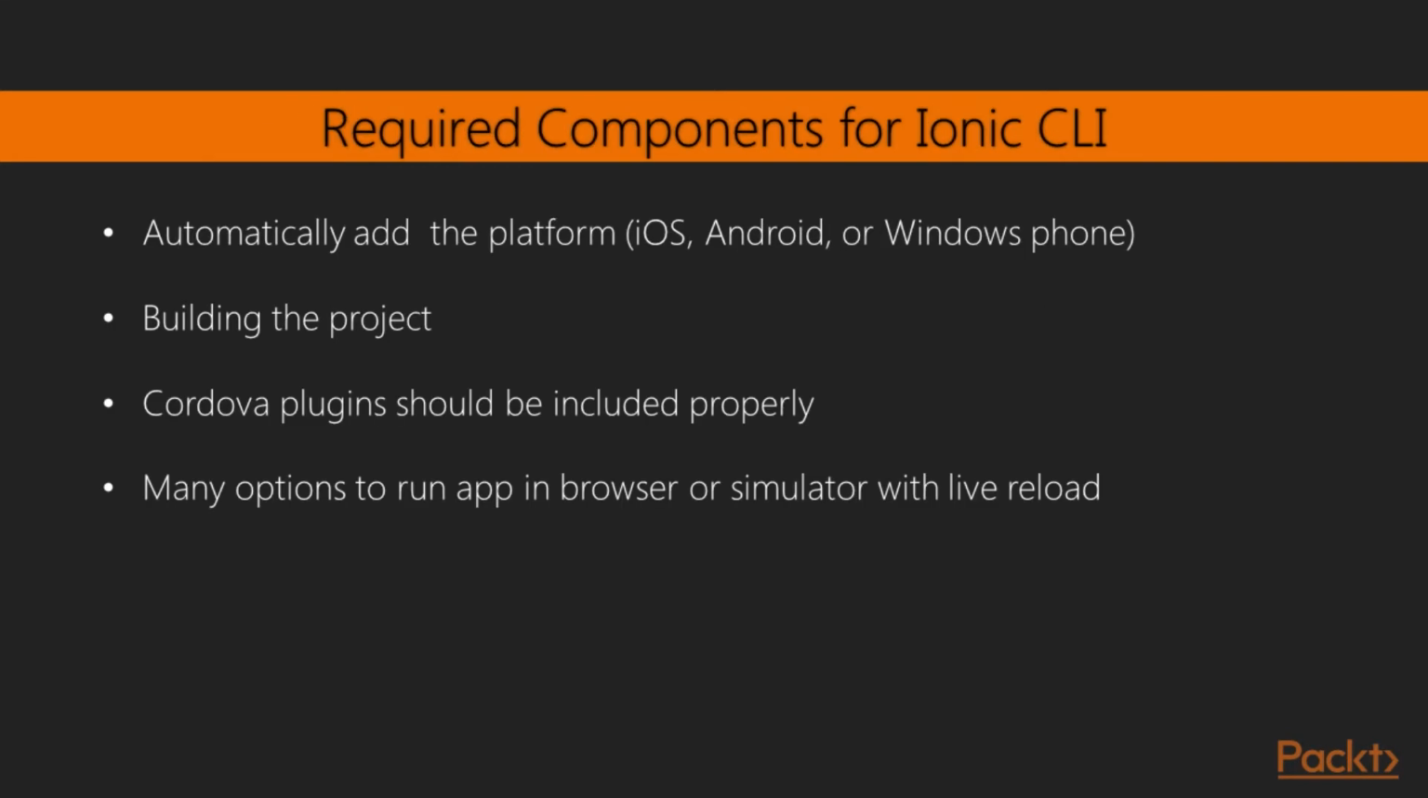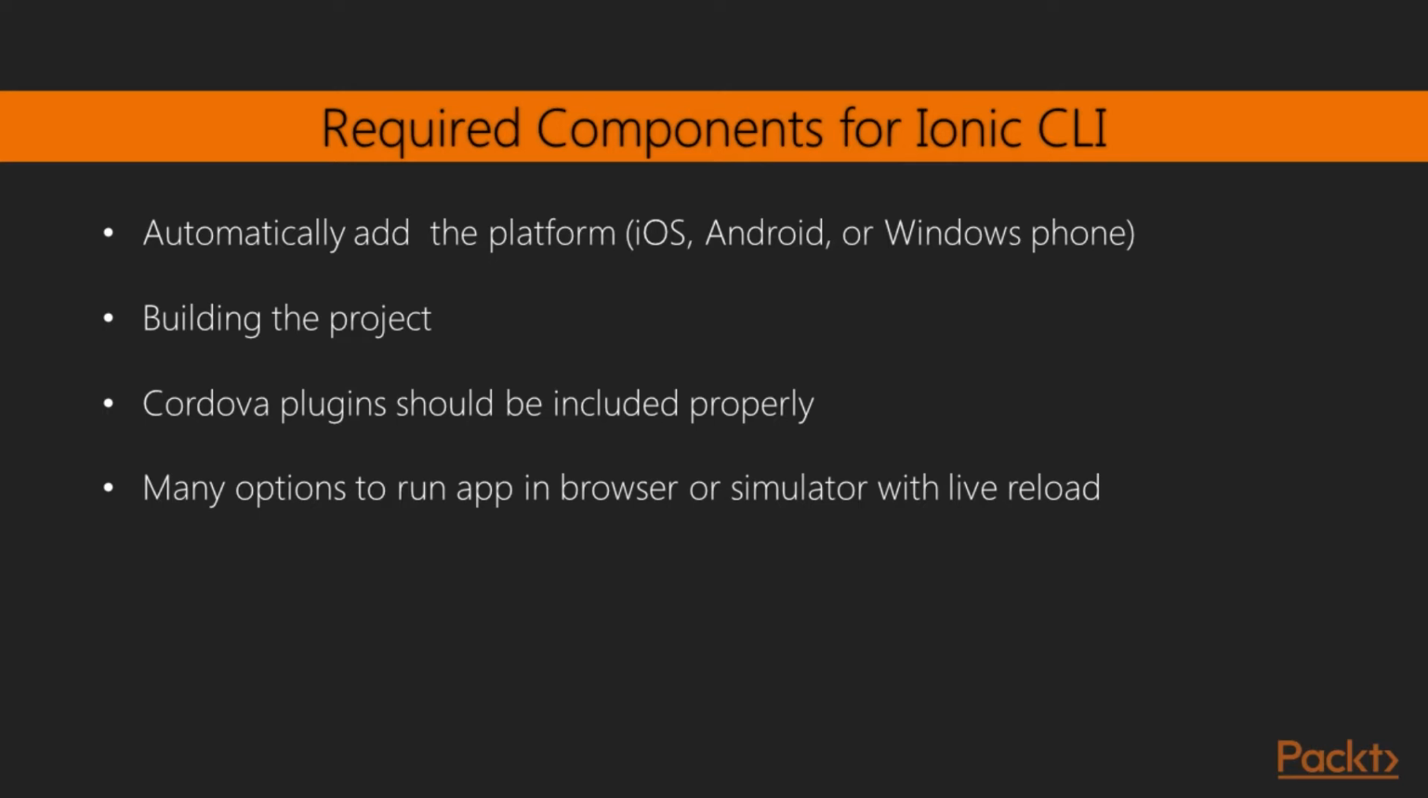Before you create your first app, your environment must have the required components ready. These components ensure a smooth process of development, build and test. The default Ionic project folder is based on Cordova. Therefore, you need the Ionic CLI to automatically add the correct platform, that is iOS, Android or Windows Phone, and build the project. This will ensure all Cordova plugins are included properly.